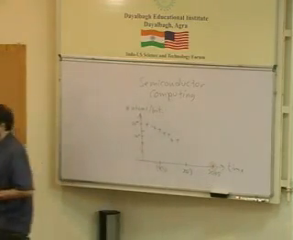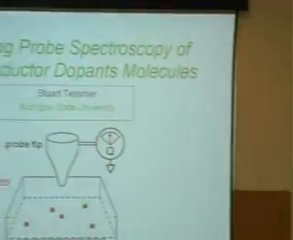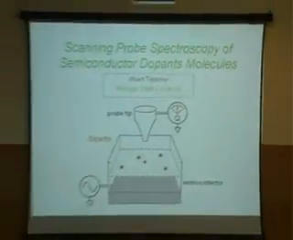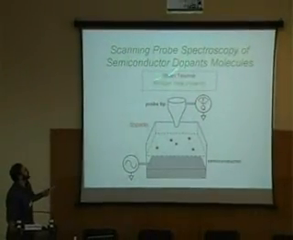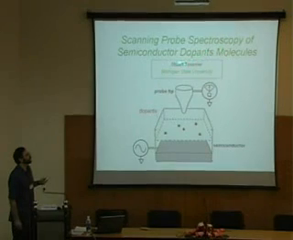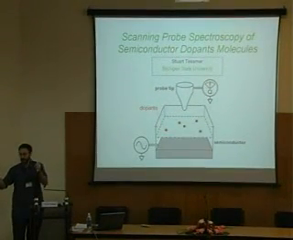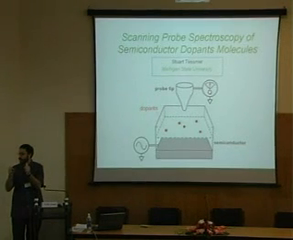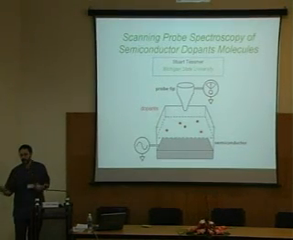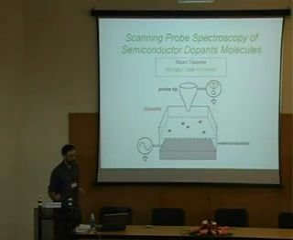And now I'll go to that side. This works. All right, so here's the title of my talk: Scanning Probe Spectroscopy of Semiconductor Dopant Molecules. A dopant molecule is when you have 2 individual donor or acceptor atoms, and if they're close enough together that interaction is important, then you can consider it a molecule. At some level of my talk, we're interested in that as well.